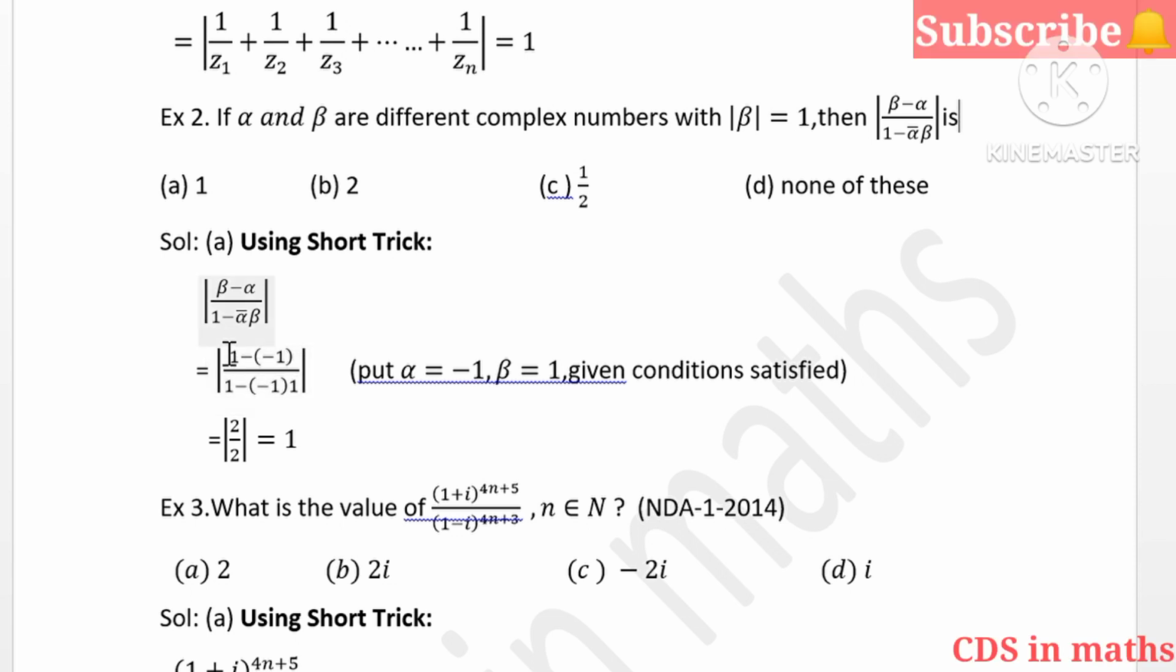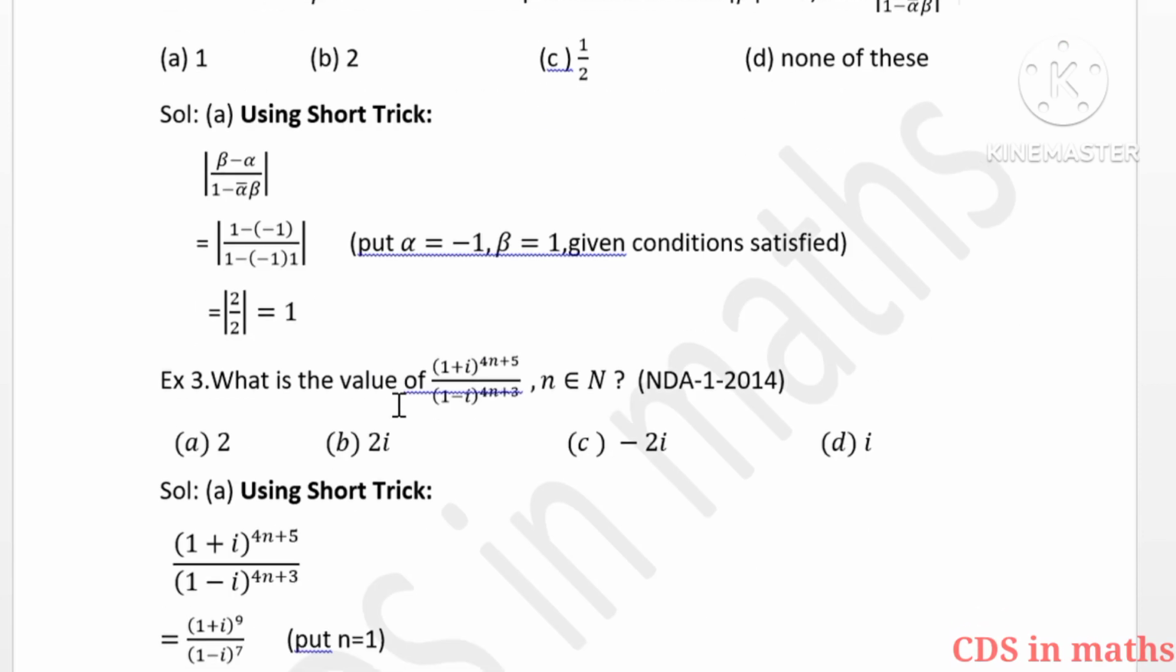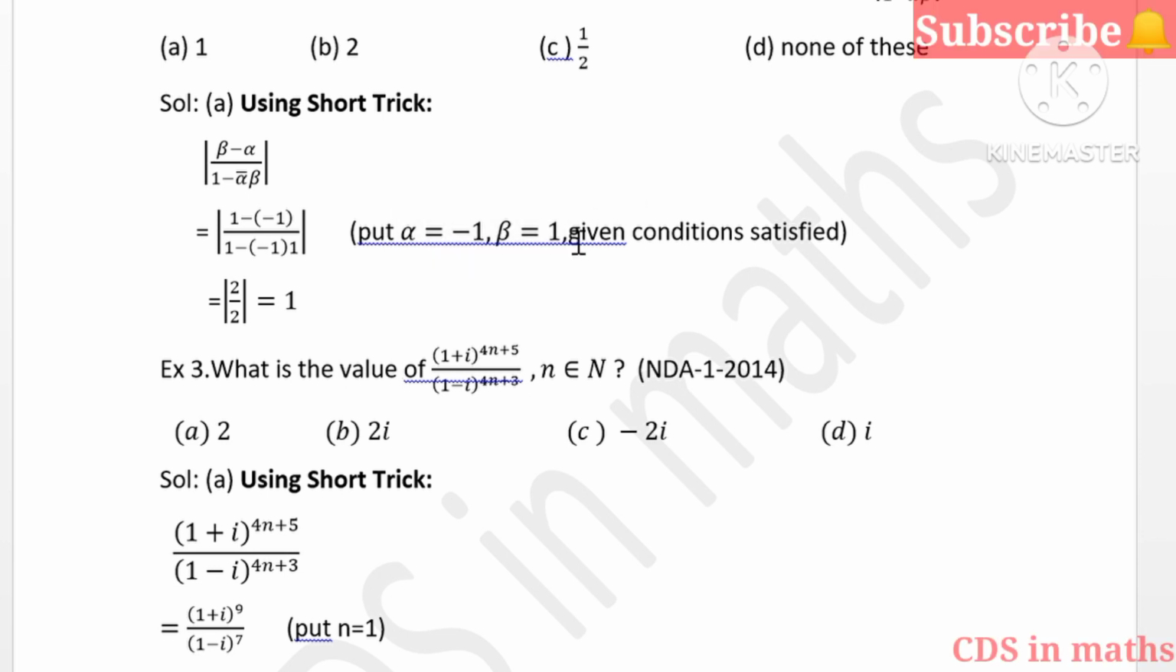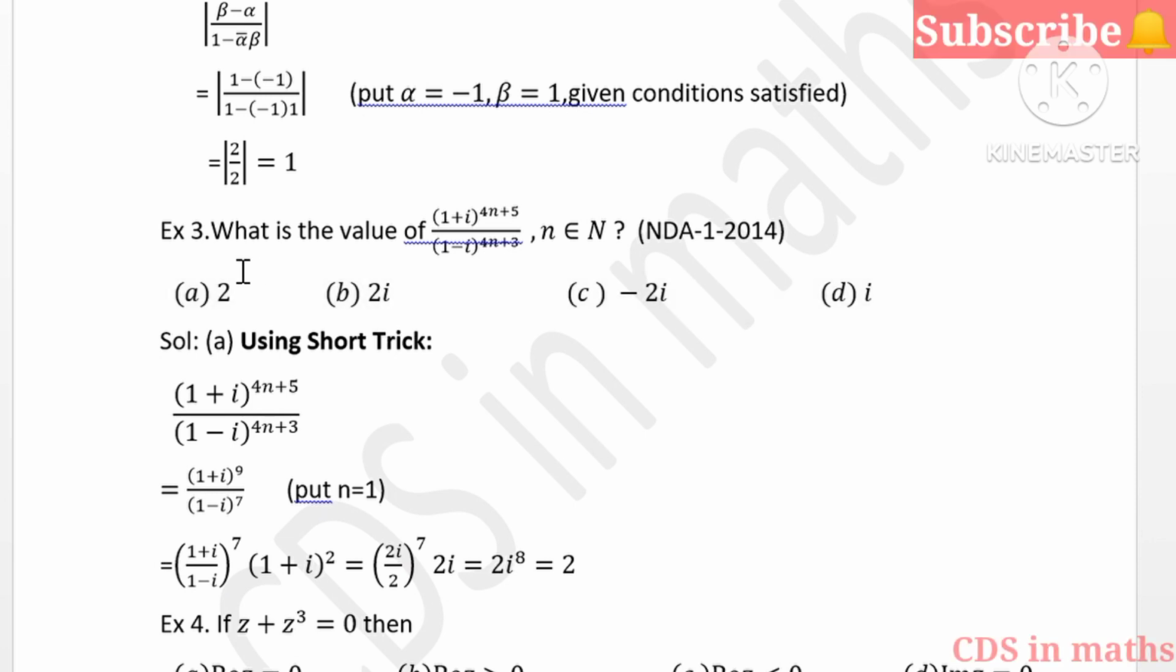Now if I put this value, beta I have considered 1, alpha is minus 1, so minus of minus 1, divided by 1 minus alpha bar. Alpha is minus 1, so alpha bar is also minus 1, beta 1. So 1 minus minus, plus 1, the numerator is 2, the denominator is 2, 2 by 2 is 1, mod of 1 is 1, so the right answer is A. So very shortly we can do it, but in the traditional method you have to show all the properties.